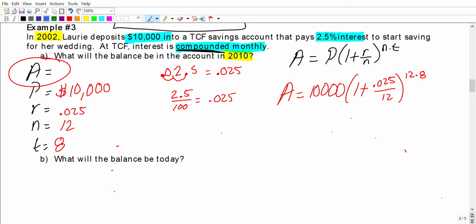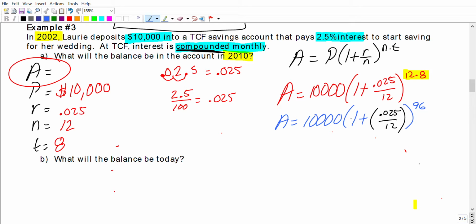Now let's see what you should be typing into your calculator. So this is 1 plus, in a new set of parentheses, the 0.025 over 12. And then we said that 12 times 8 is actually 96, if I'm not mistaken. So that we can type into our calculator. So let's go ahead and do that.